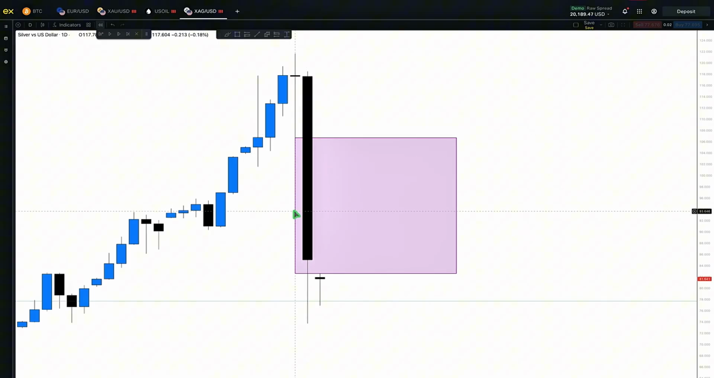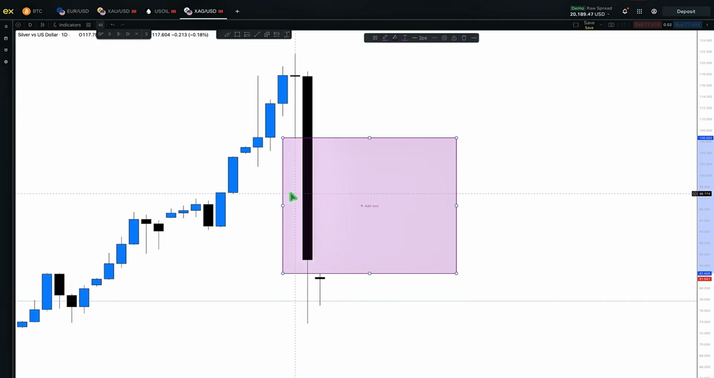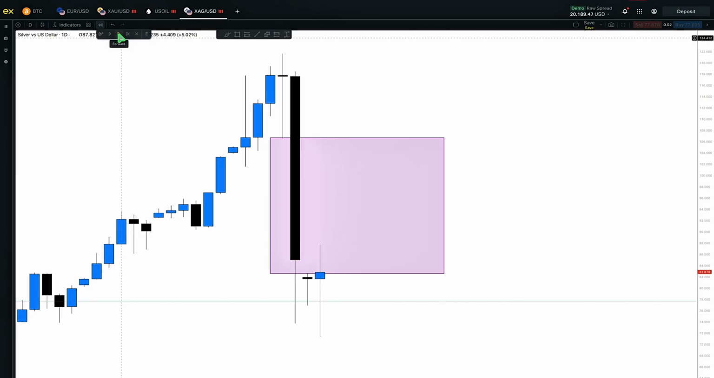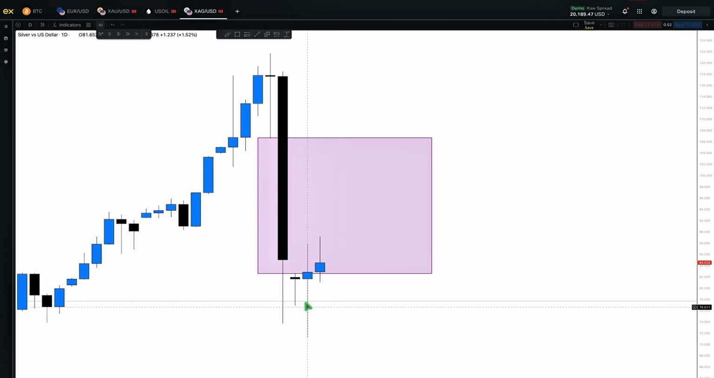Once you find this fair value gap, you will prefer a big fair value gap. A big fair value gap is better than a small fair value gap. So what we will do next is wait for the price to come into this fair value gap twice. So let's see if the price goes up into this fair value gap twice. I will forward this, and here you can see that the price came down and then it went up into this fair value gap.